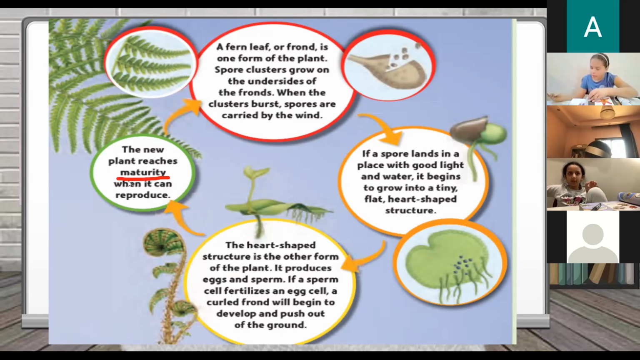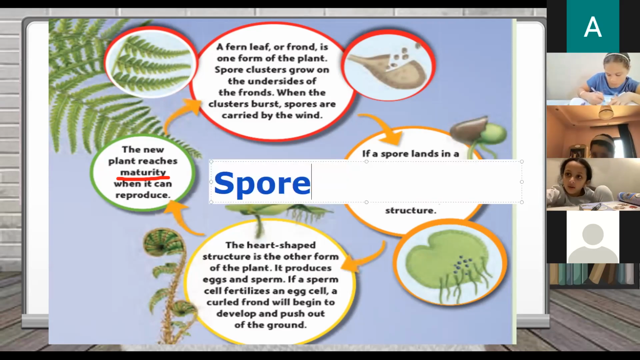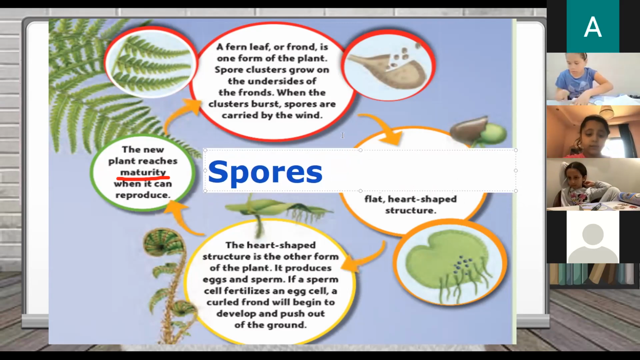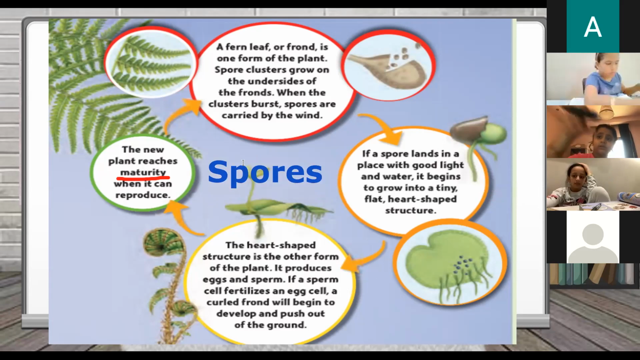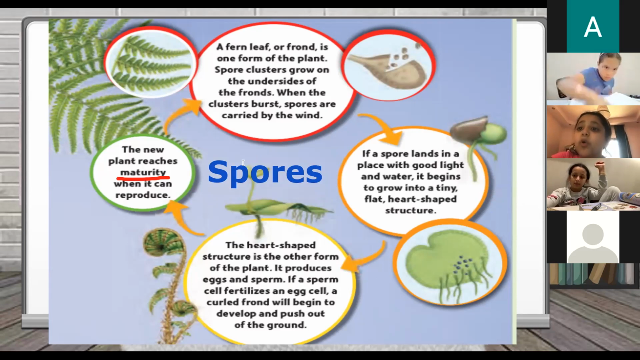So when I ask you about ferns, does a fern grow up from a leaf, from a seed? Does a fern grow up from a seed? Yes or no? No. They grow up from what? They grow up from spores. Excellent. Okay. Where can you find the spores? On top of the leaf or under the leaf? Under the leaf.